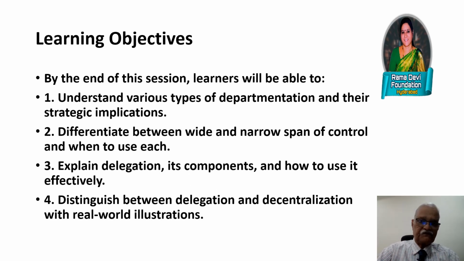The learning objectives of this module are: by the end of this session, learners will be able to 1. Understand various types of departmentation and their strategic implications. 2nd, differentiate between wide and narrow span of control and when to use each. 3rd, explain delegation, its components, and how to use it effectively. And 4, distinguish between delegation of authority and decentralization with real-world illustrations.